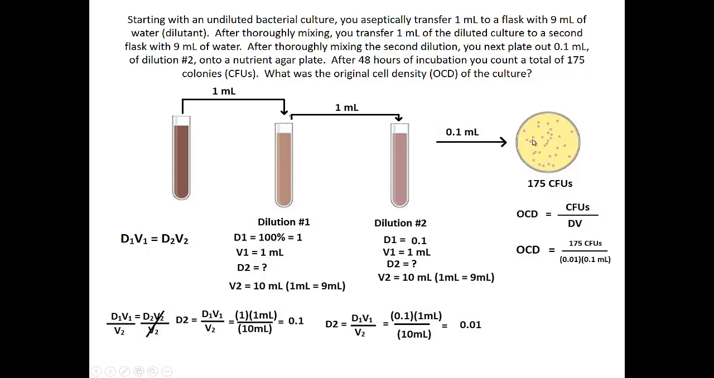So volume transferred to the plate, 0.1 mLs, that's our V value. And we had to calculate the D value. That's what we were doing in the first two steps. So that we now know is 0.01. So that variable goes here. And what we need to do is just do that in 2 steps. Take the product of 0.1 times 0.01, which is 0.001, and now divide that into 175. And our answer is 175,000 CFUs per ml. Just like we had in the beginning, it's CFUs per ml.